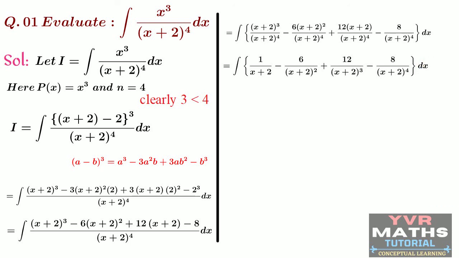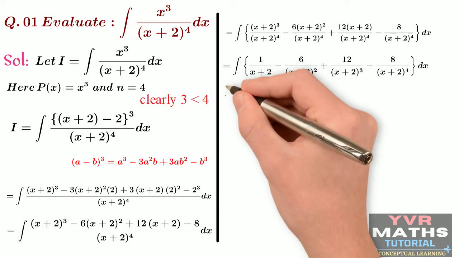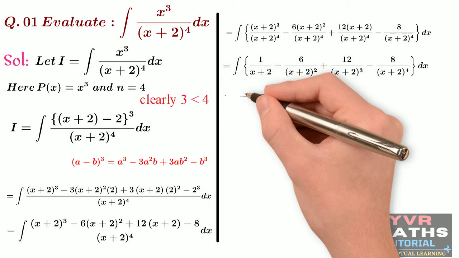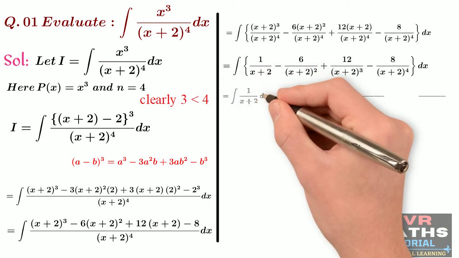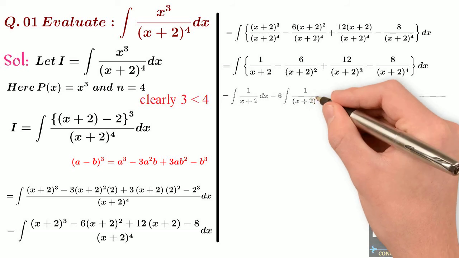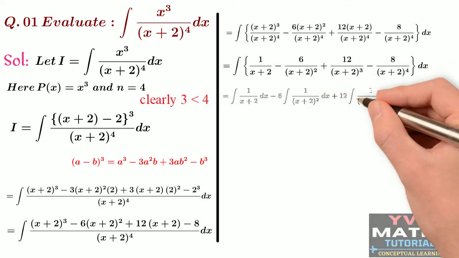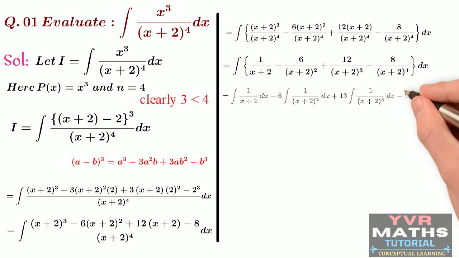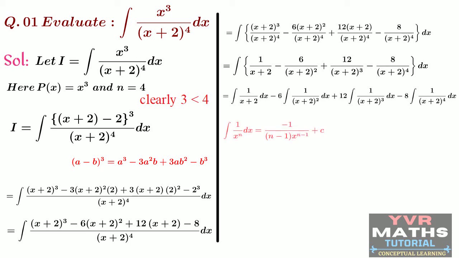Now, by using the basic properties of indefinite integrals, I am going to apply individual integrals. Then we get integral 1 by x plus 2 dx minus 6 into integral 1 by x plus 2 whole square dx plus 12 into integral 1 by x plus 2 whole cube dx minus 8 into integral 1 by x plus 2 whole power 4 dx. The second, third and fourth integrals are in the form of integral 1 by x power n dx, and the first integral alone is in the form of integral 1 by x dx. So I am giving two formulas here. In the next step, I am going to apply these two formulas.